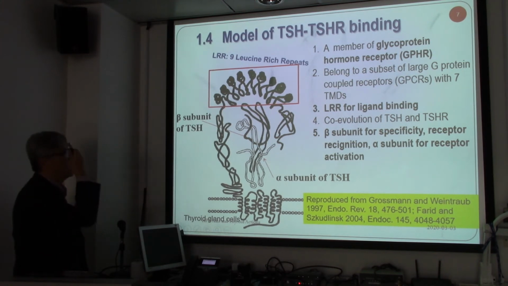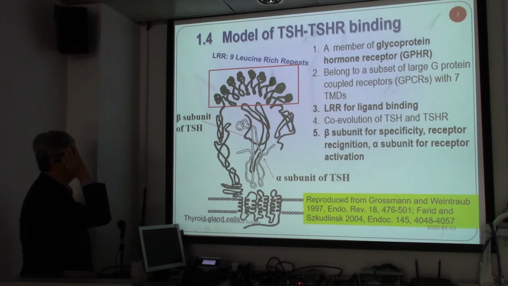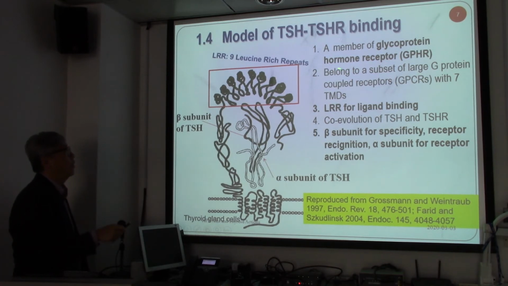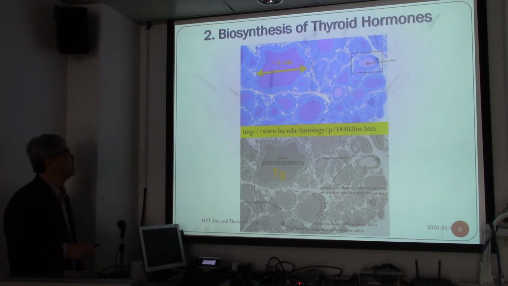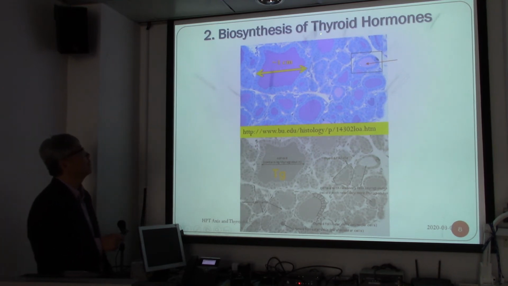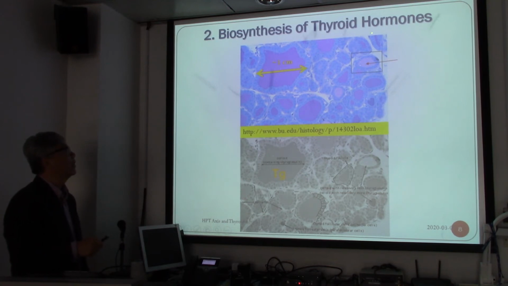So we appreciate this very special hormone receptor, this LRR, or leucine-rich repeats, 9 of them here, a very bulky structure, accommodating the beta subunit and also the alpha subunit, for the activation of the G protein coupled receptors. So after that, we have to see what's going on for the biosynthesis of thyroid hormone.